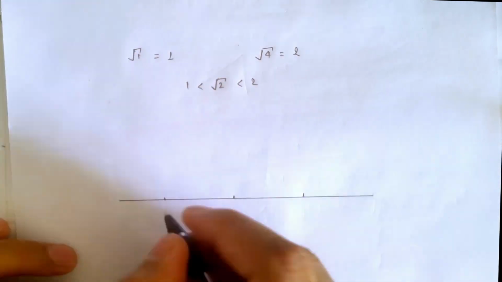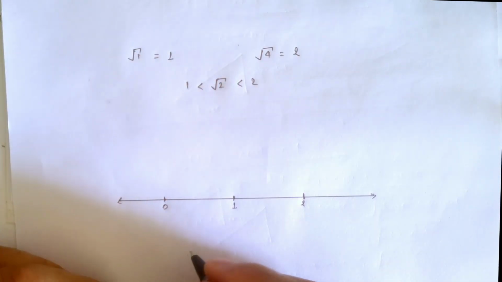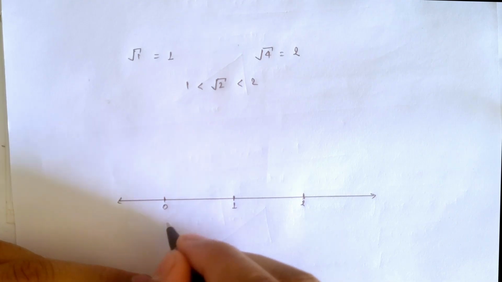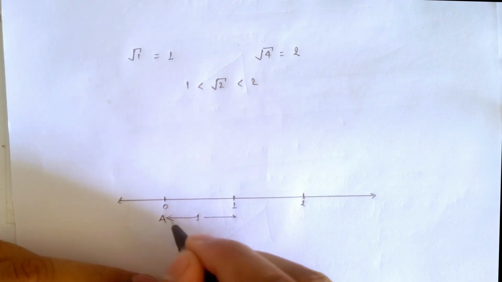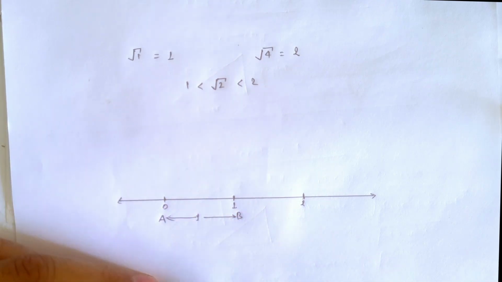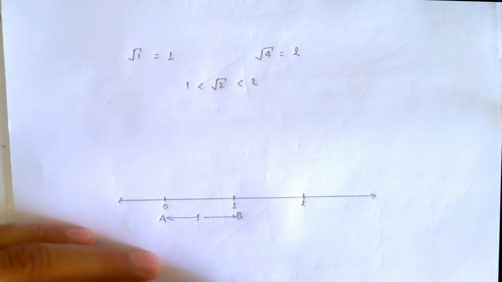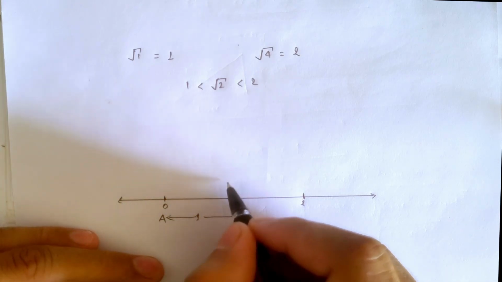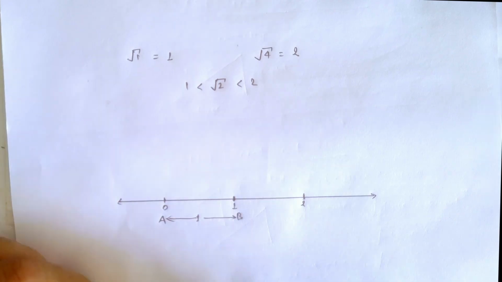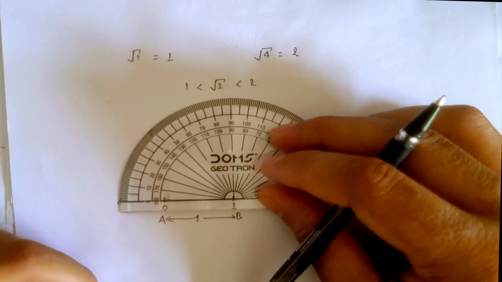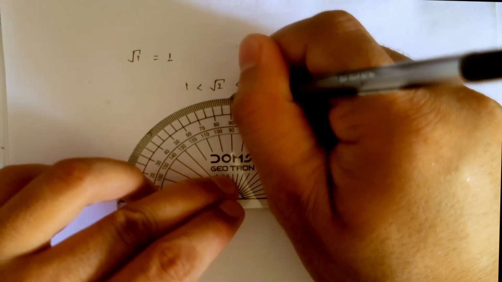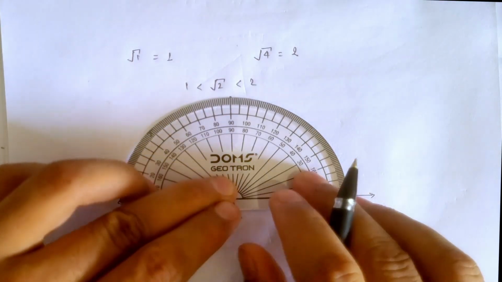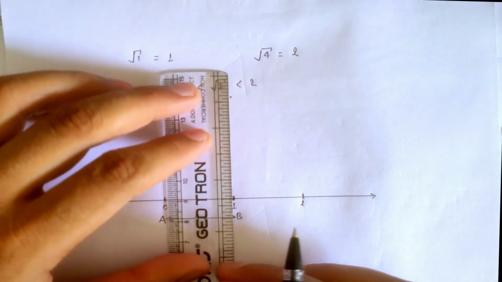So let's draw our number line. So this is our number line. We take our base from 0 to 1 unit, and write this point as A and this point as B. Now in order to construct a right angle triangle, we have to construct a right angle at the point B. So take your protractor and construct a 90-degree angle. Here we have marked 90 degrees and we draw a perpendicular at B.